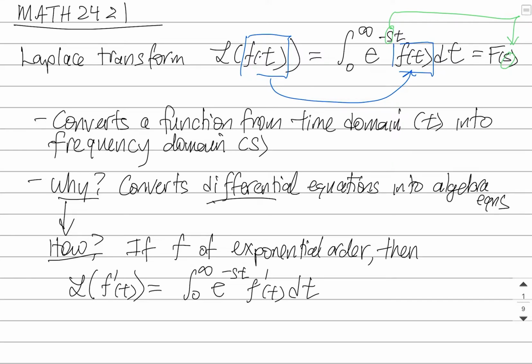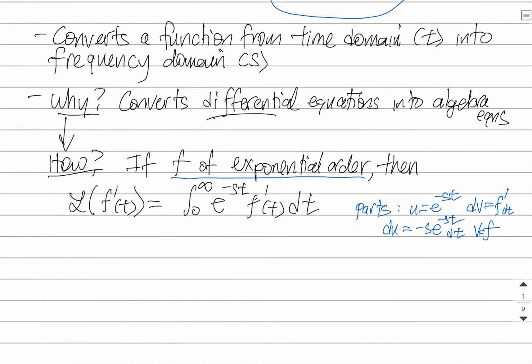If you were to take the Laplace transform of a derivative, you would use integration by parts. We could say that u is e to the minus st, and dv would be f prime dt. If we differentiate with respect to t, we get negative s e to the negative st dt, and this would give us an f. And that's the point of the story here.